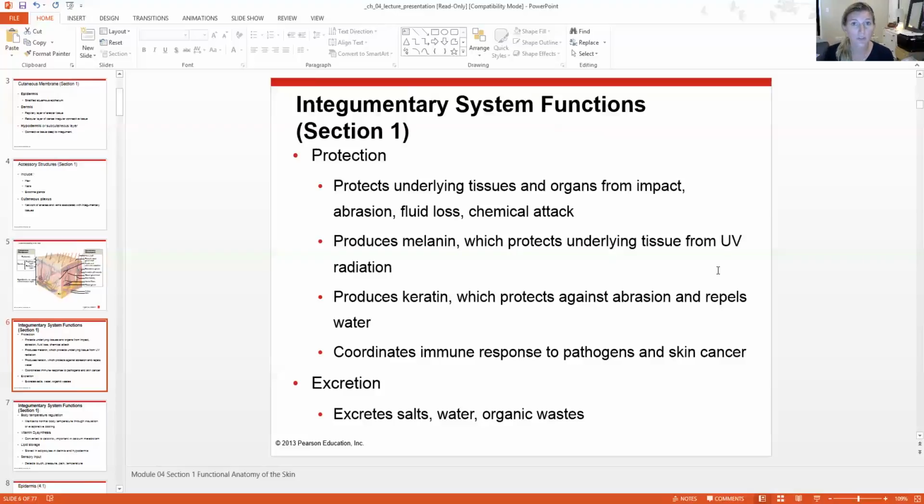Our skin also produces something called keratin. Keratin is the kind of hard, crusty stuff that makes up that top layer of skin. It also makes up our hair and nails, and this is going to help protect against abrasions and help to repel water. It's not watertight, but it makes our skin more water resistant so that water just doesn't flow into our bodies freely. It can also help coordinate immune responses. Our skin's also in charge of excreting substances like salts, organic waste products, and water. It usually does this through our exocrine glands, which expel onto the skin surface.